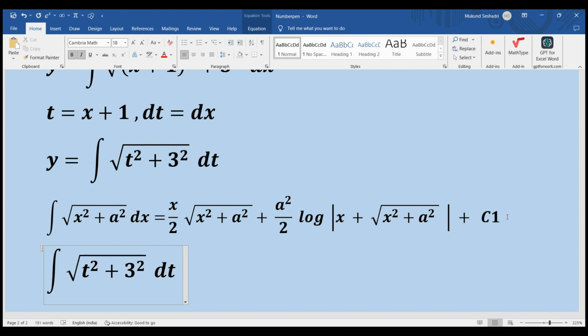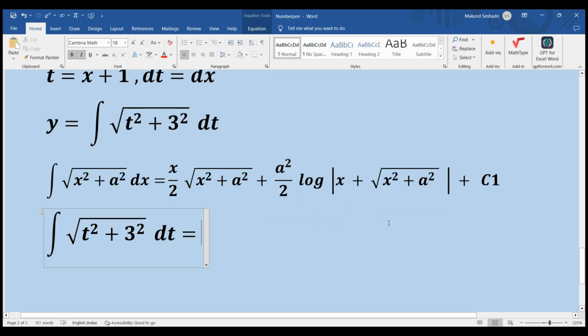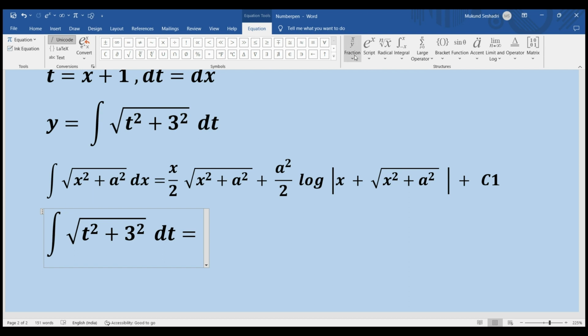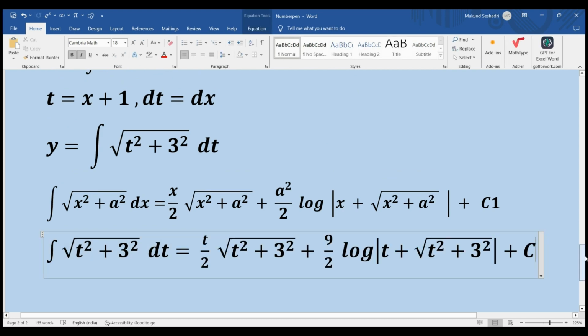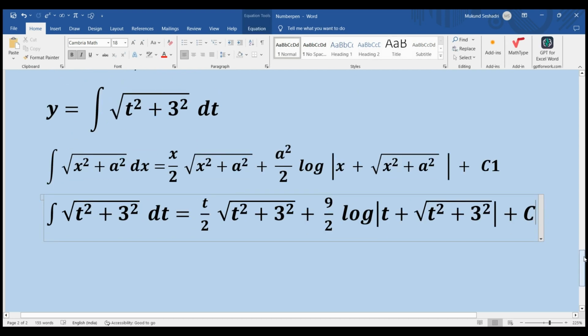On the integral expression what we have, right? So in place of x, I have t, and in place of a, I have 3. So what's our answer? So now you see that my y equals t by 2 times square root of t square plus 3 square plus 9 by 2 times log of mod of t plus square root of t square plus 3 square close mod plus your constant c, right?